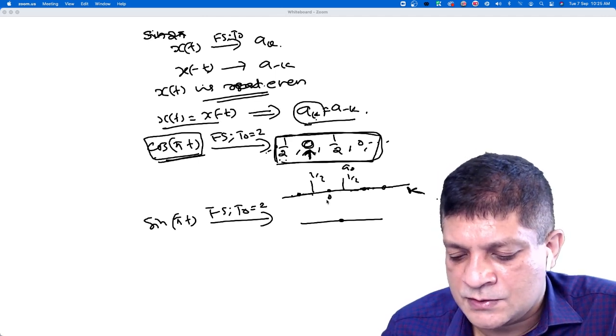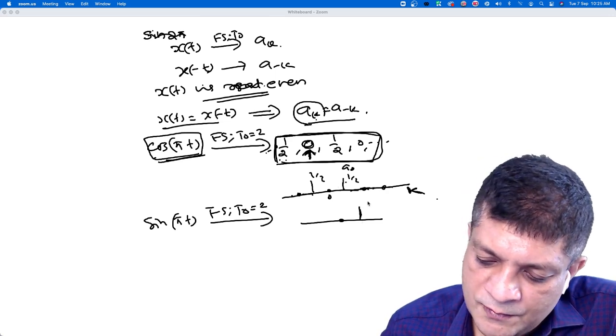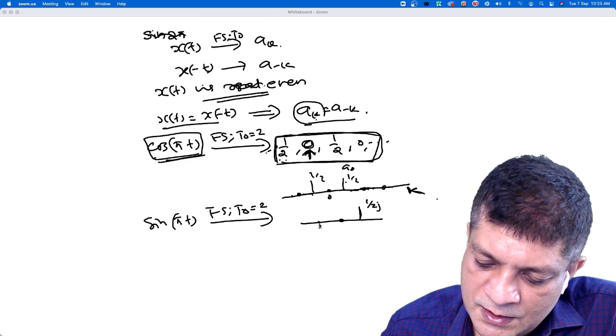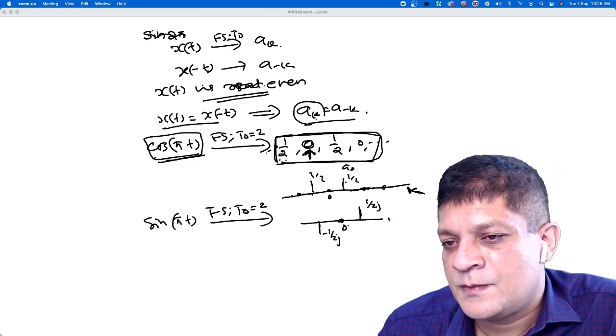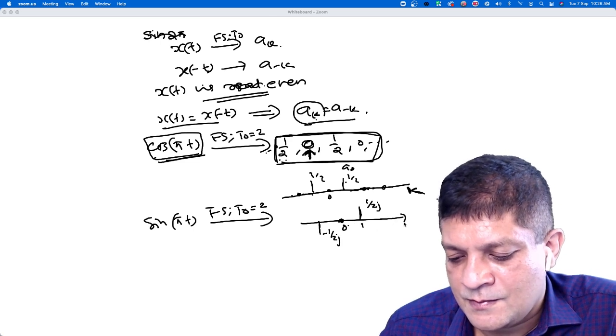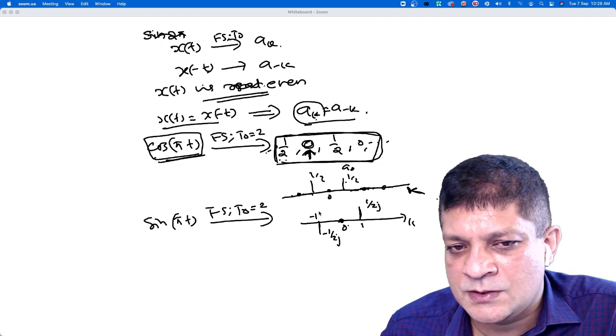And for sine, it is what? For cosine, it is 1 by 2. For sine, it is 1 by 2j and minus 1 by 2j. Is it? Okay. These two you should remember. It is very easy to find also.